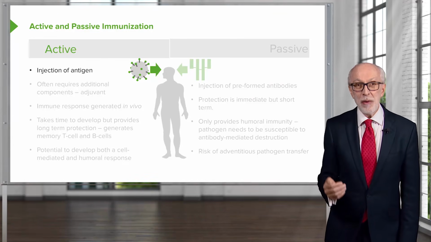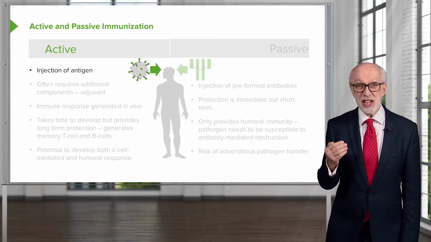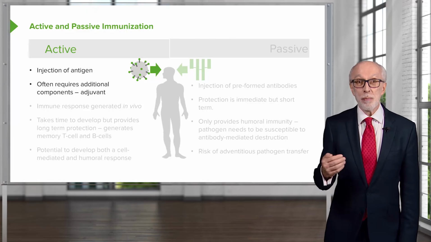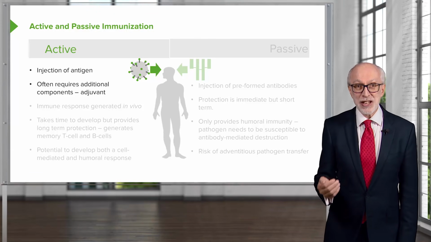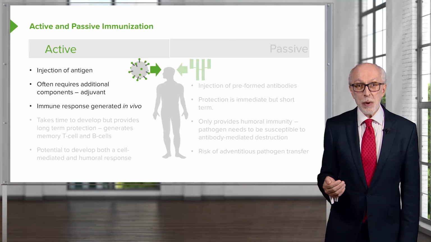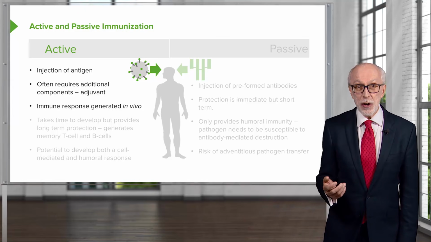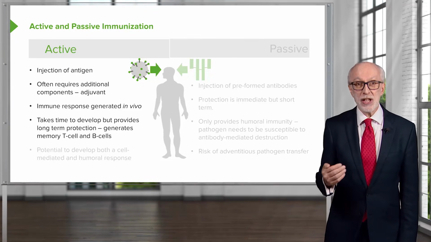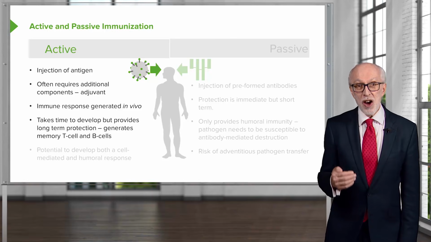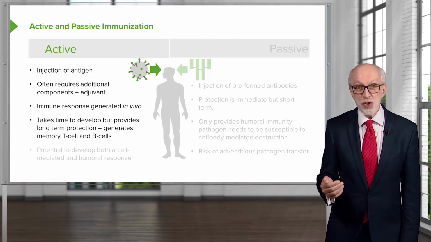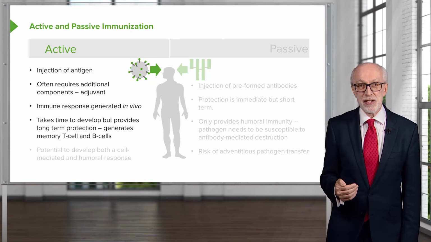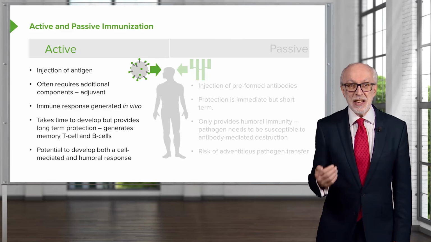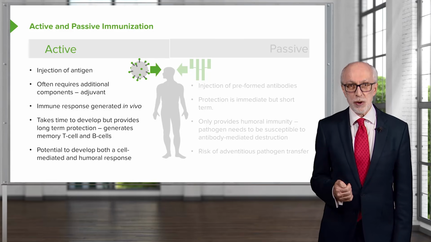The most common form is active immunization, where there is injection of antigen. This often requires additional components, for example, an adjuvant. The immune response is generated in vivo. It takes time to develop, but it provides long-term protection because there is generation of memory T cells and memory B cells in response to the vaccination. There is the potential to develop both a cell-mediated and a humoral response.